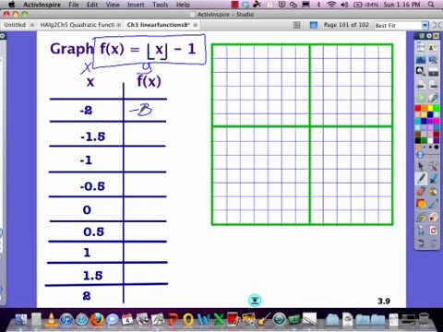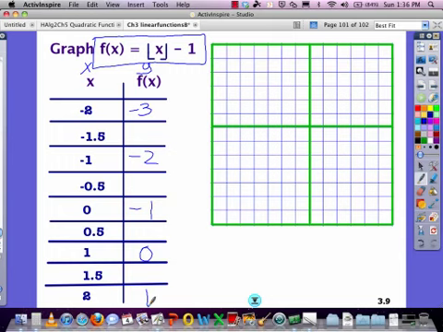Let's do the next whole number, because the whole numbers are the easier ones. Do negative 1. Greatest integer function of negative 1 is negative 1. Subtract 1 is negative 2. 0. Greatest integer function of 0 is 0. Subtract 1 is negative 1. Greatest integer function of 1 is 1. 1 minus 1 is 0. Greatest integer function of 2 is 2. 2 minus 1 is 1. So we have all the whole numbers, which is easy.